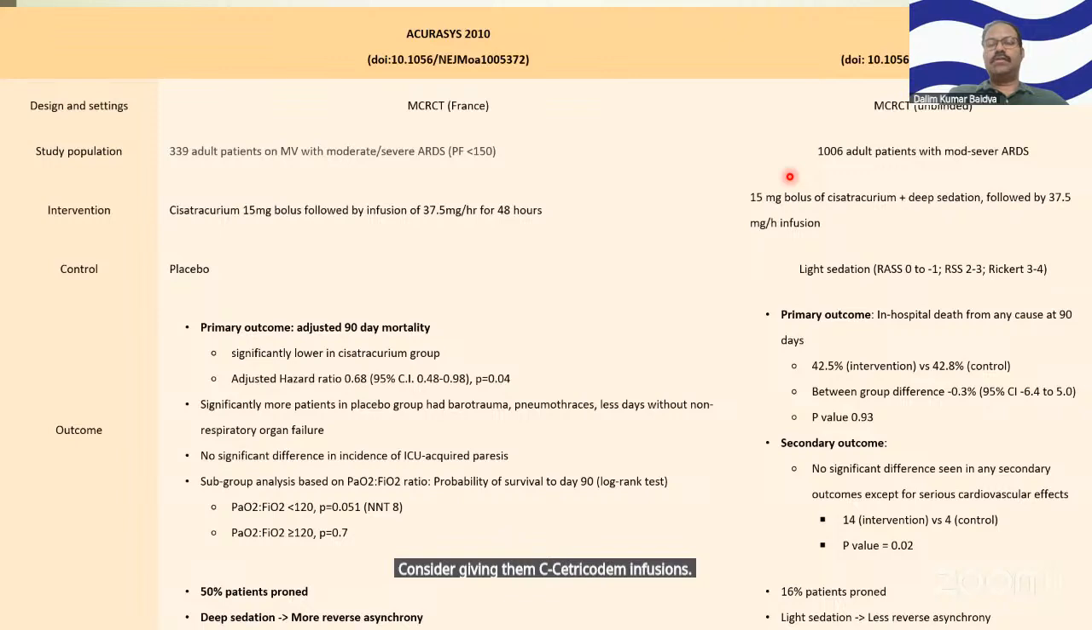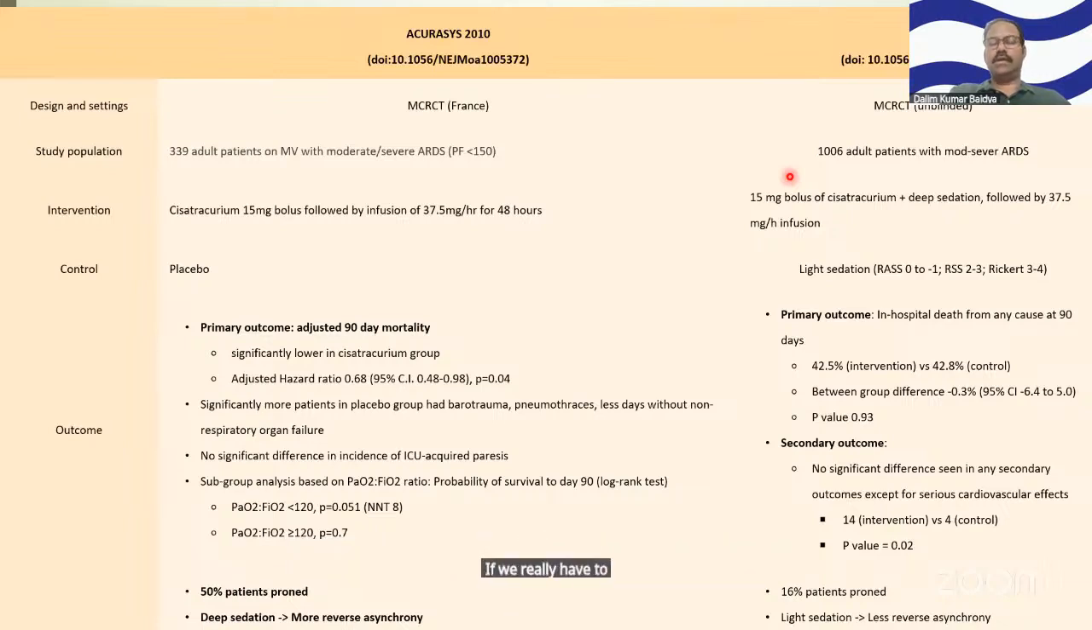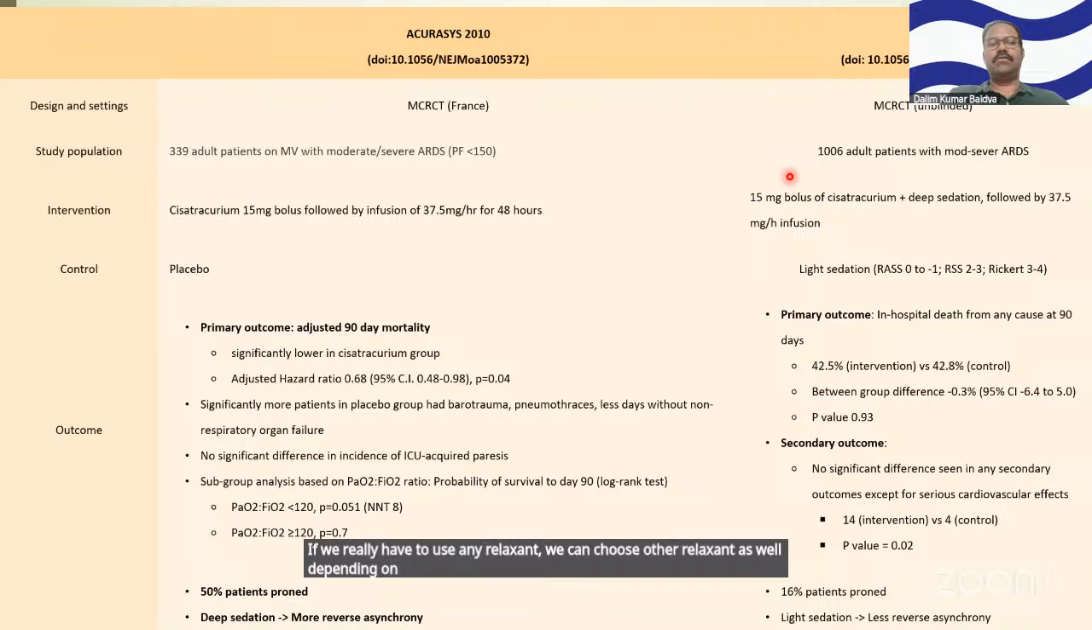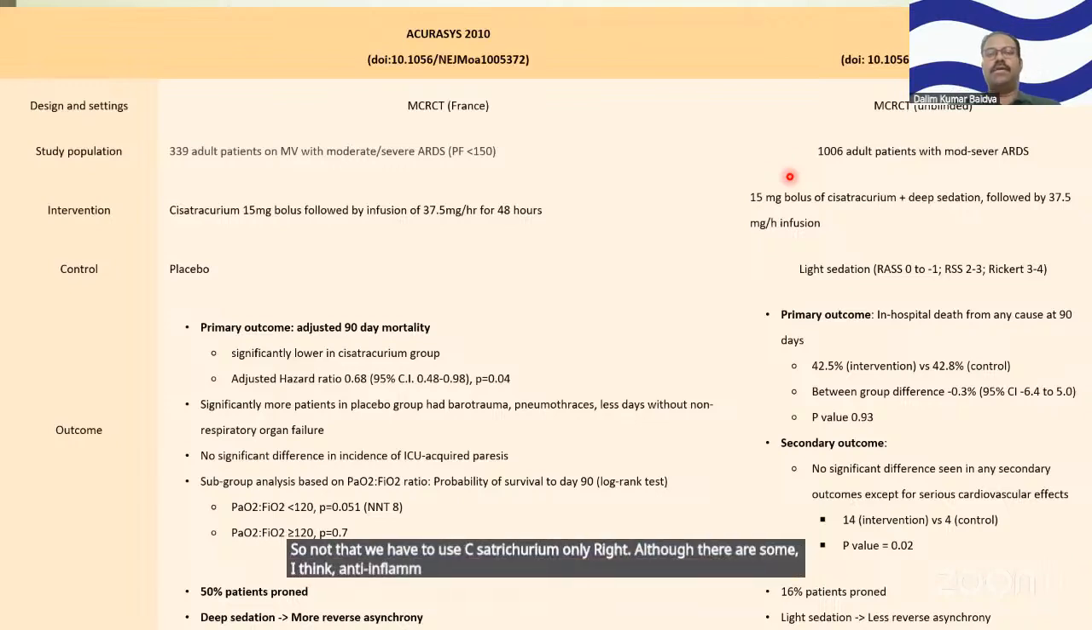And in this context, although trials have used cisatracurium because of certain advantages of it, mainly the non-organ dependent elimination, it may not be available and cost may be an issue in many parts of the world. So, if we really have to use any relaxant, we can choose other relaxants as well, depending on the availability, like atracurium or even rocuronium and vecuronium. So, not that we have to use cisatracurium only. That's correct, sir.